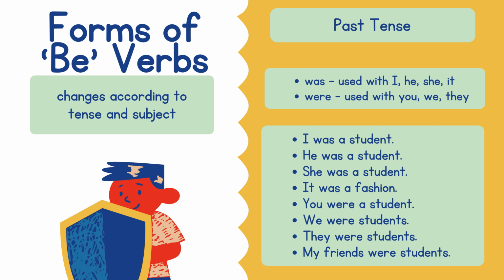Here are some examples. I was a student. He was a student. She was a student. It was a fashion. You were a student. We were students. They were students. My friends were students. As you can see, was and were are used to describe actions or states in the past, depending on whether the subject is singular or plural. These forms are essential for talking about things that happened in the past or conditions that existed previously.